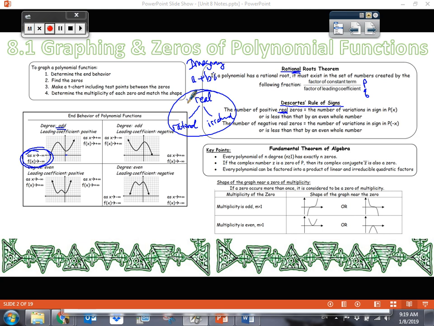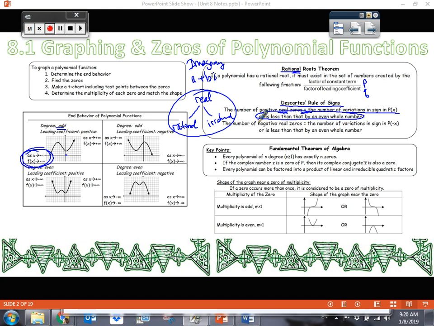So normally it's not a problem. Real zeros: the number of variations in sign in the polynomial, and that means the sign of the term. I'll give you an example of that. So the number of positive real zeros is equal to the number of variations in sign. Okay, or, this is where students get confused, or is less than that by an even whole number.